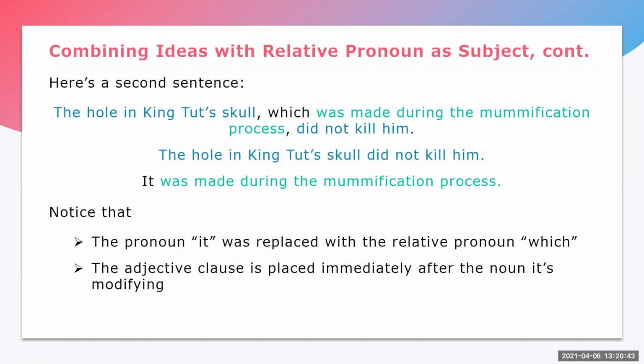Next, you want to put this adjective clause right after the subject of the first sentence. So here you have the hole in King Tut's skull. Here in green is your adjective clause that begins with which. And then you have the second part of the first sentence, did not kill him.